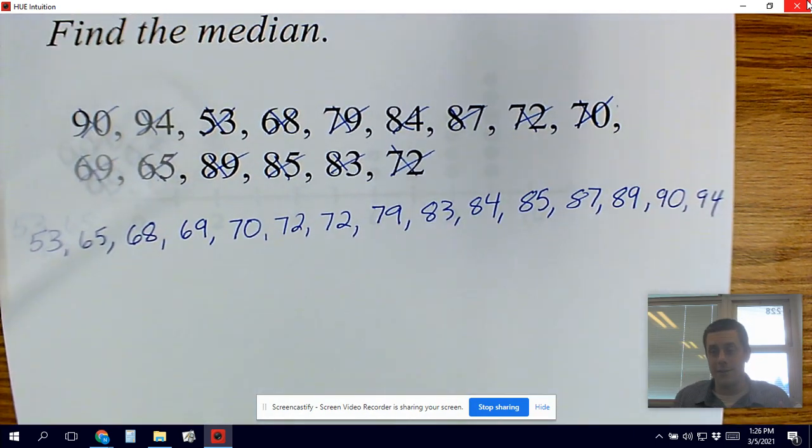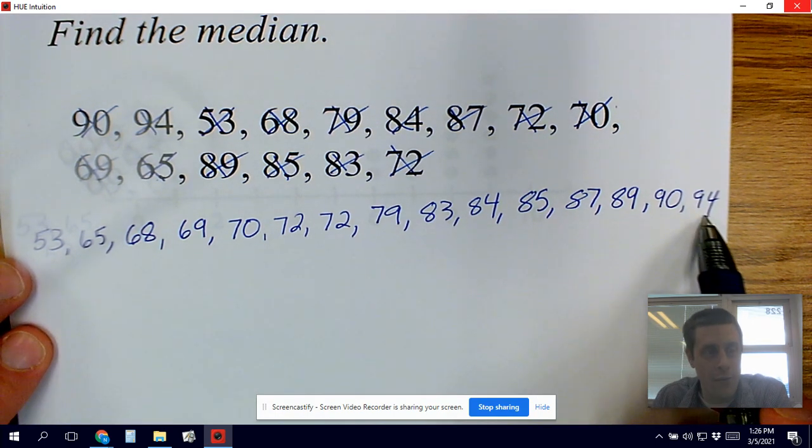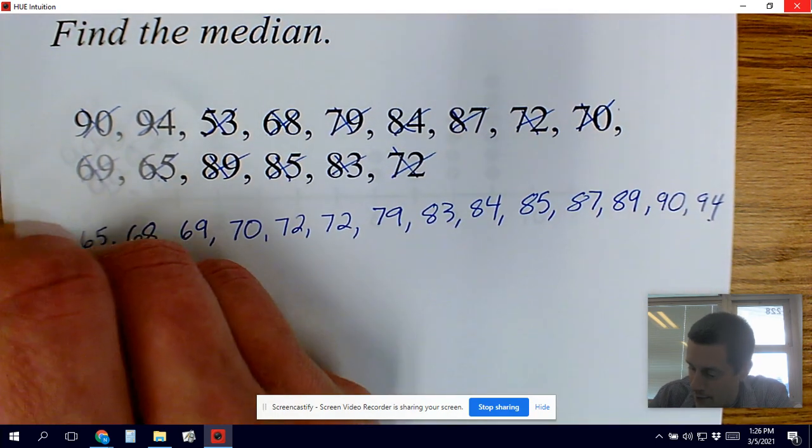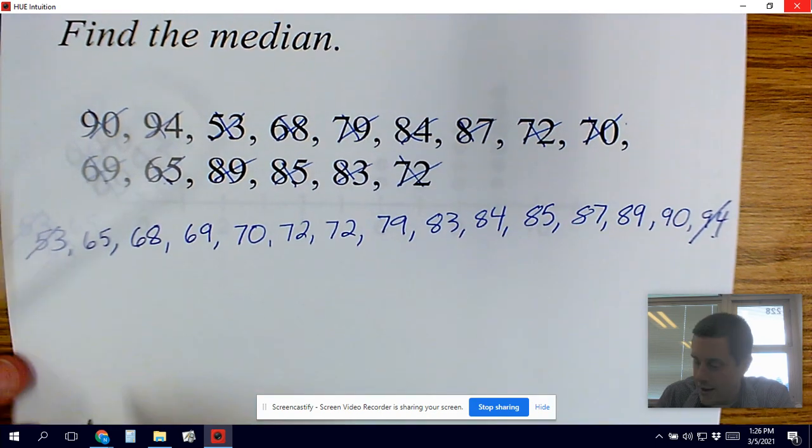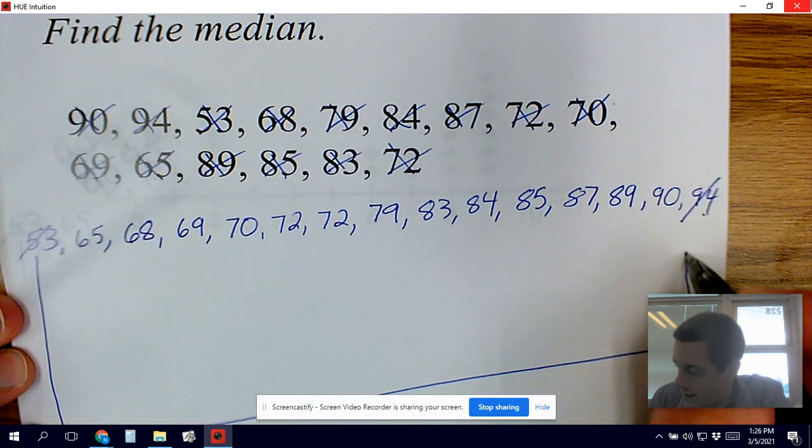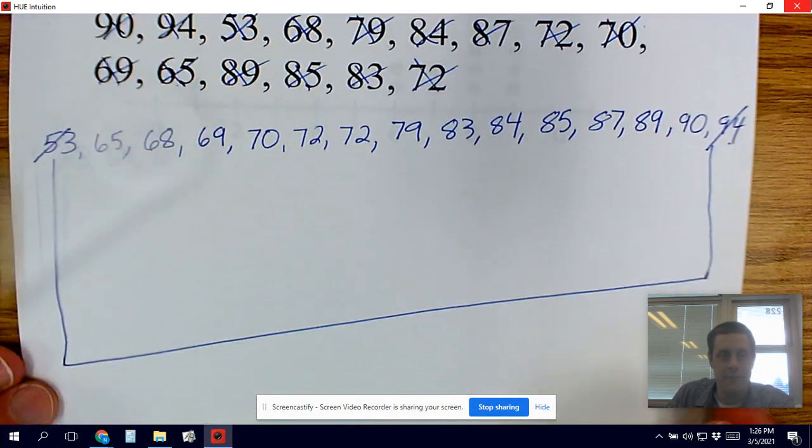Whew! Did you get them all? That was a lot. All right, now we're finding our median. We're going to chop the ends off, working towards the middle. So 53 and 94 are the ends of our line right now. They both get knocked off together. If you want to connect them so you know they go together, that's also a great strategy.